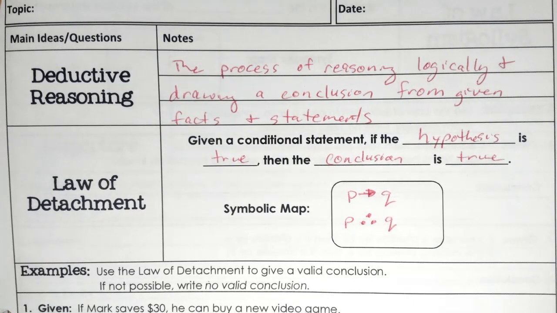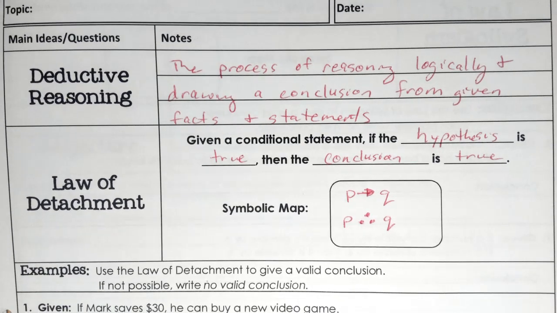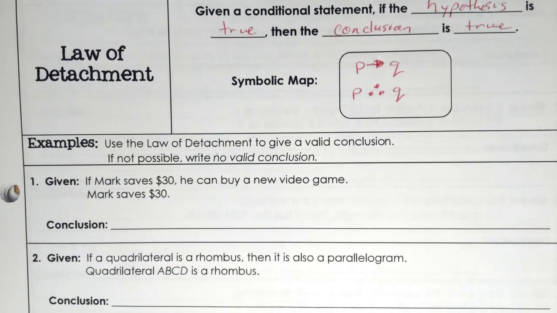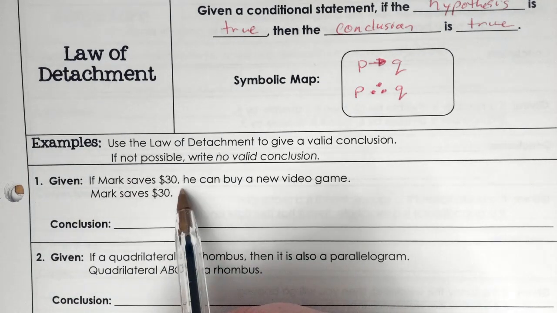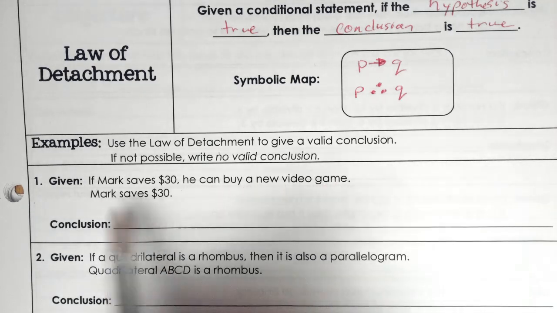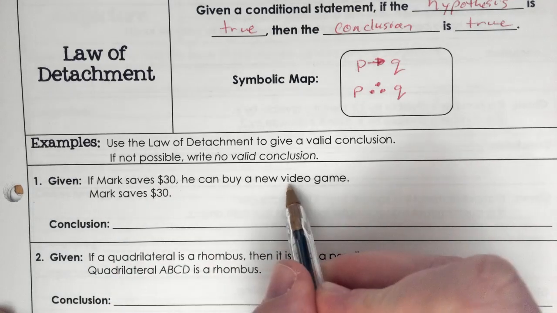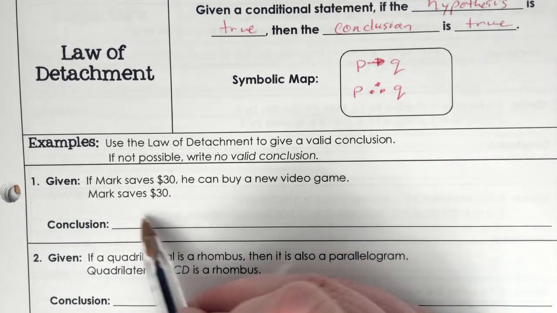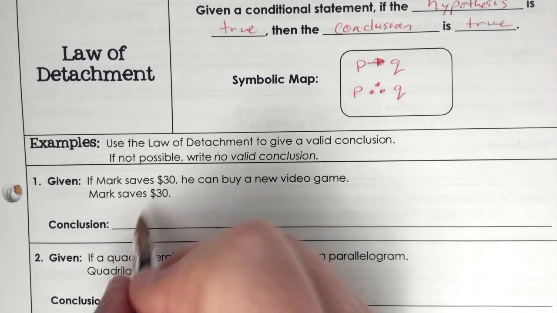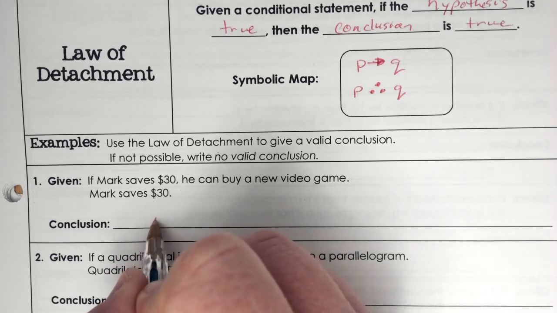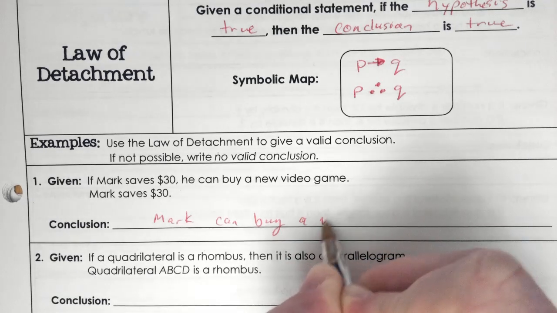Now what does that all mean? It's just straightforward. If P, then Q. That's it. Don't overthink it. It's really that simple. So we're just going to do one example here. If Mark saves $30, he can buy a new video game. Mark has saved $30. So what do you think is about to happen? Mark is going to buy a video game. That was our conclusion. Mark can buy a video game.